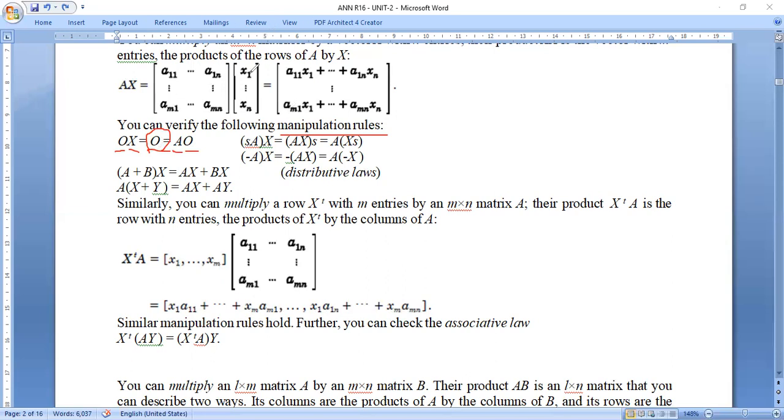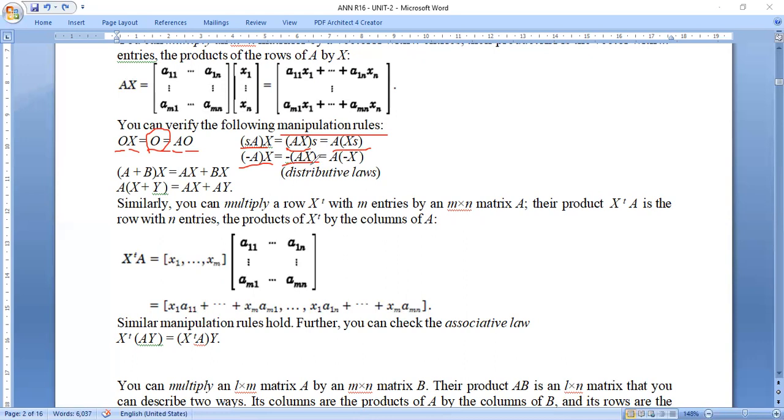And the next one: the product of a scalar into a matrix into a vector is the same as A into X of S, or A into XS. These three are the same. And also, when the negative matrix is multiplied with a vector, you get one kind of output, and that result should be the same as this.